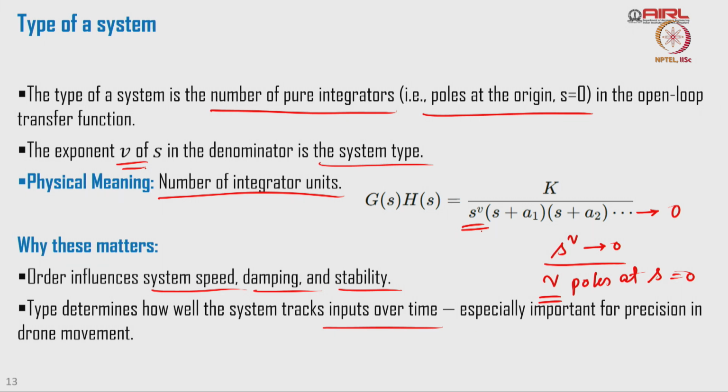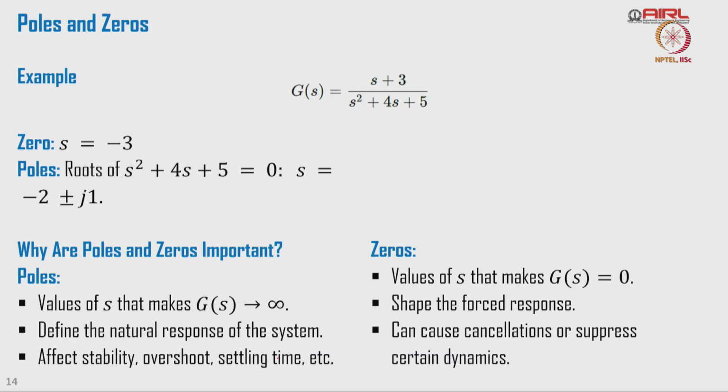If we have a transfer function of this structure, 1 by (s plus 1)(s plus 2) or K, then we say that there is no pole at s equal to 0. That means, for this system, type is equal to 0. These concepts of order and type become very important in transient analysis of control systems. So, it will be covered in later lectures. Also you are encouraged to read these topics in detail from the reference books.